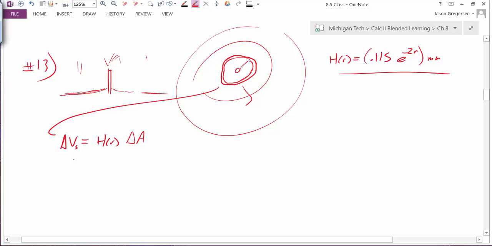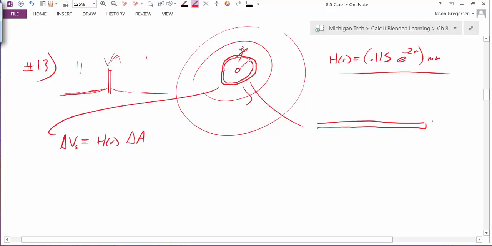So far, so good? All right, now I just got to figure out what this delta A is. But it's a circle. It's a little weird. So one way to think about this is to take your scissors. Cut my circle. I have my circle like this. I cut it, and I roll it out. When I cut it and roll it out, it's going to look like this.